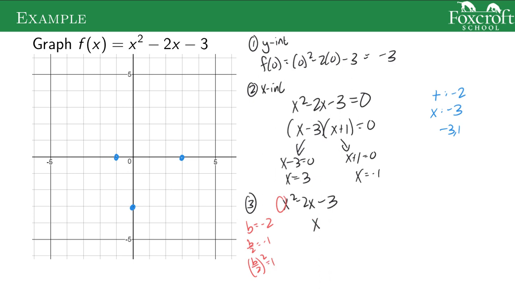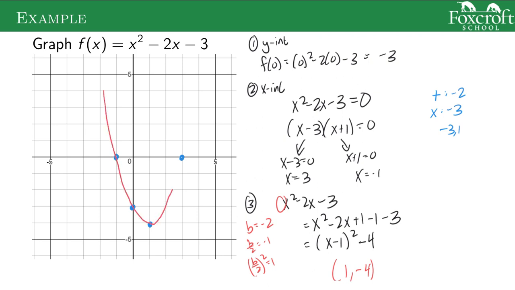So my equation looks like x squared minus 2x. I have to add 1 and then subtract 1. Then those first 3 terms are going to turn into my perfect square. And the last 2 terms are going to combine. So my vertex is 1, negative 4, which is there. And knowing that the vertex has to be either the lowest or highest point, it helps me know that my graph is going to look like that. So that is the graph of this quadratic.